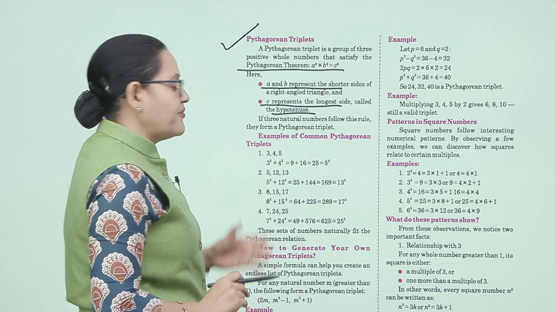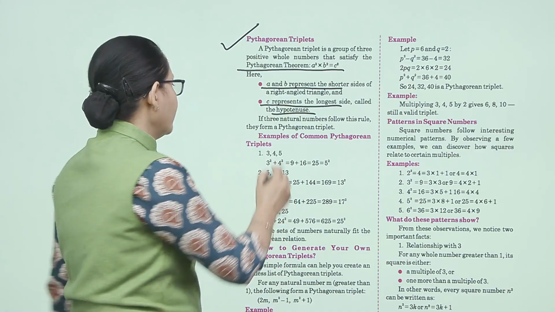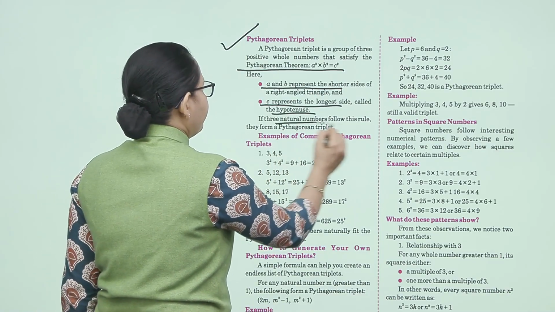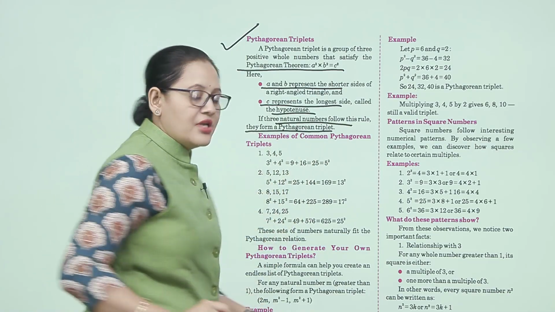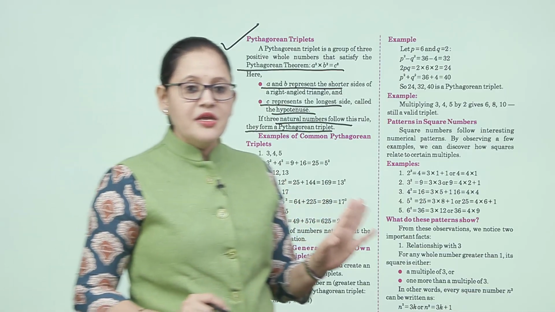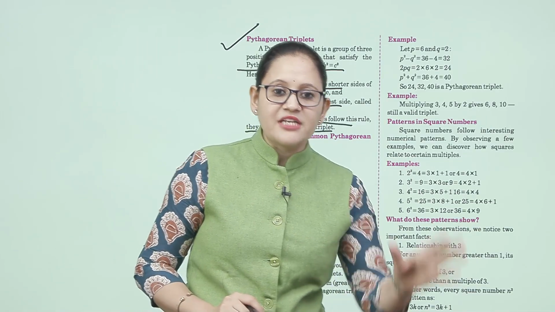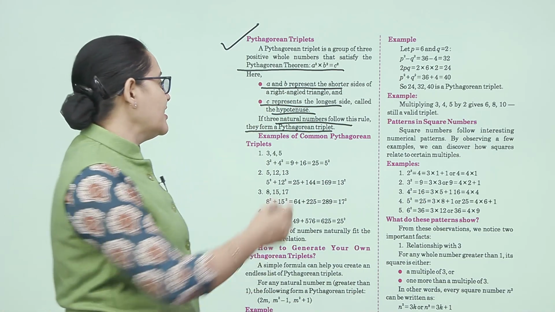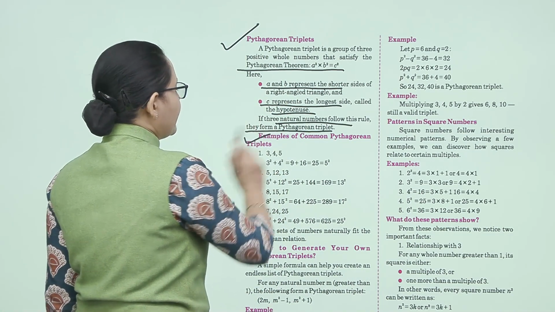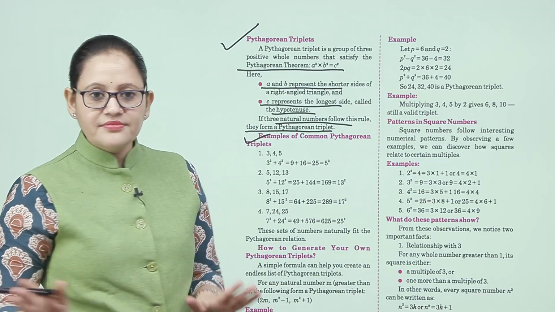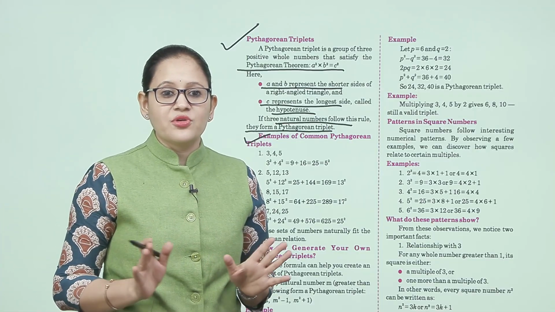If 3 natural numbers follow these rules, they form Pythagorean triplets. If 3 numbers follow this rule, meaning a square plus b square is equal to c square, then we can say the numbers are Pythagorean triplets. We will take an example here, an example of common Pythagorean triplets.